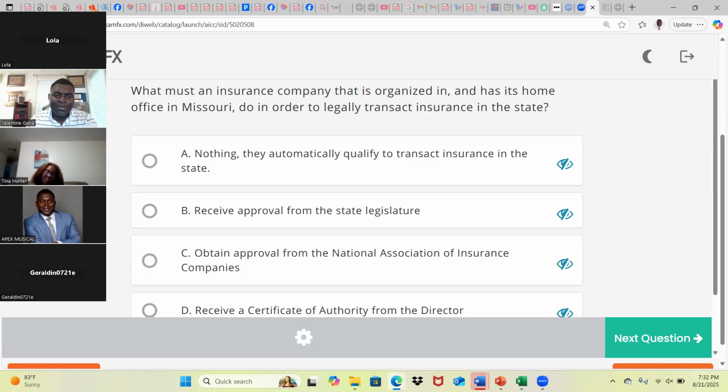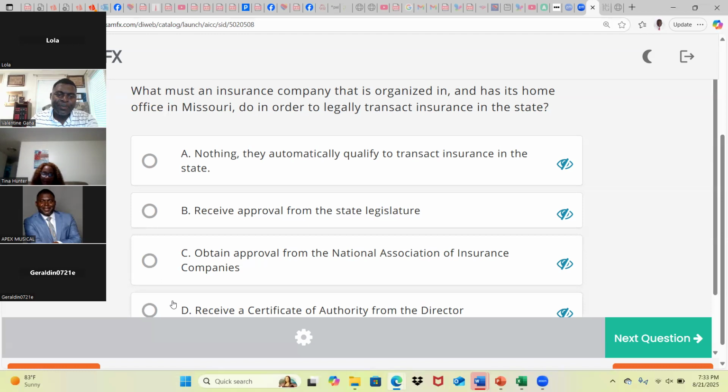I don't know if this is peculiar to just Missouri or general to all states, but the name might change. It's D, because there they call them director. Correct, D is the answer. They have to receive a certificate of authority from the director of insurance in the state.